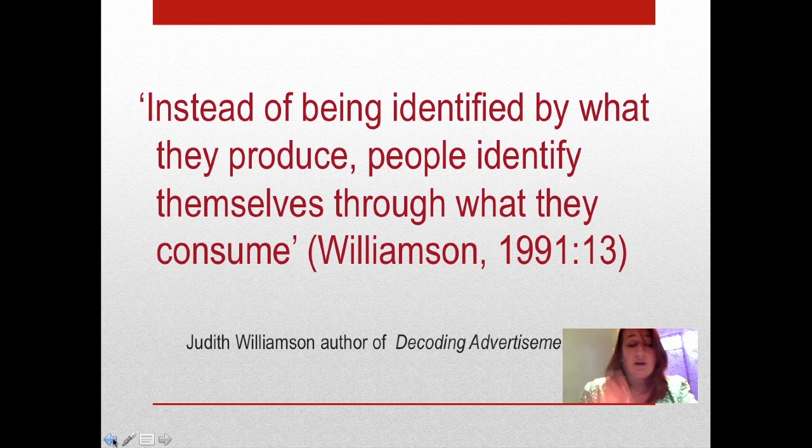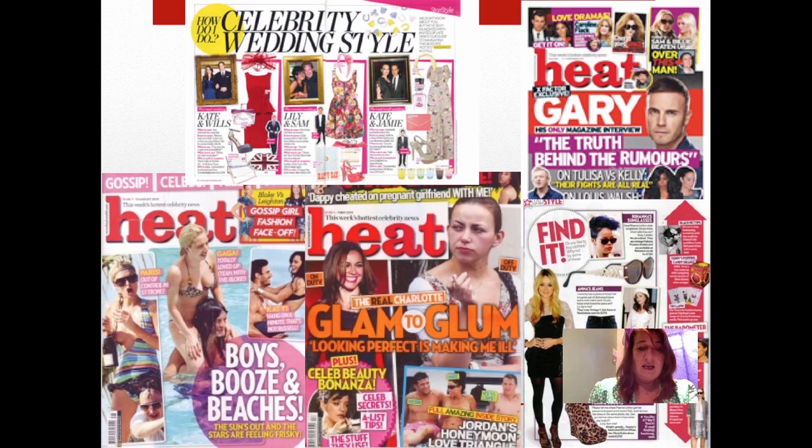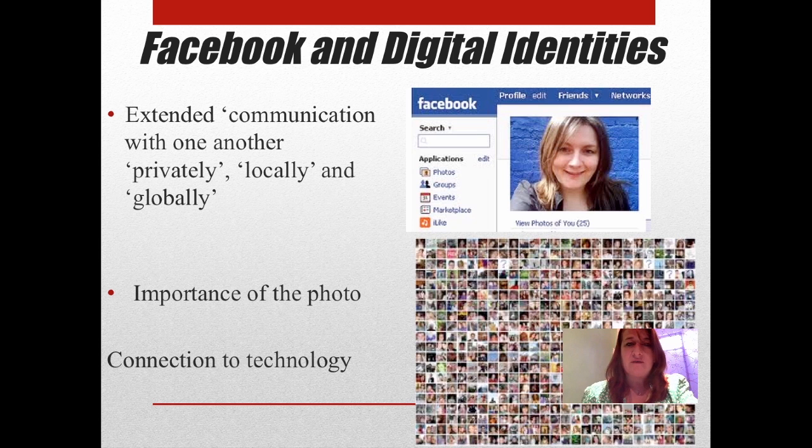We consume our identity. I suppose it's interesting to look at where this consumption of identity may also come from and how this is backed up through the media. I find it also fascinating to look at digital identities because I feel this is an example of this extended identity. So where we may be able to communicate with each other privately and locally, but it's also a global extended identity. It's all about the importance of the image and of the photo within this context and our connection to technology.